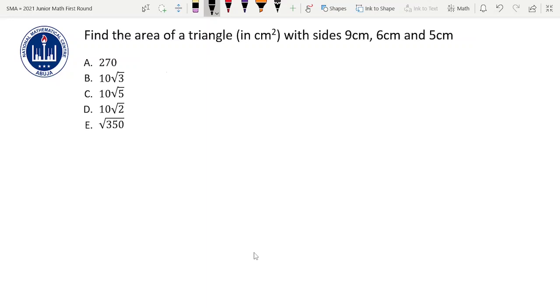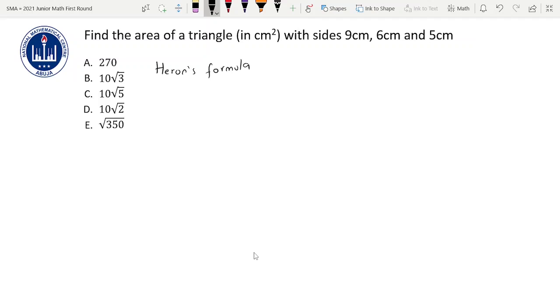Notice that the information we have about this triangle is its three side lengths. When you're given the three side lengths of a triangle and asked to find its area, you're going to make use of something called Heron's formula.